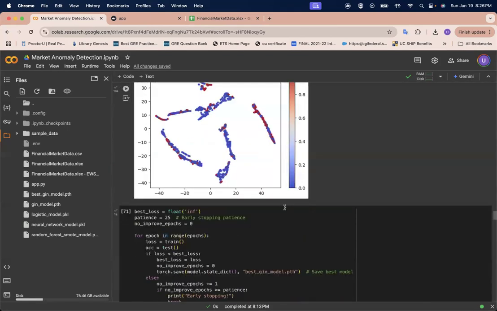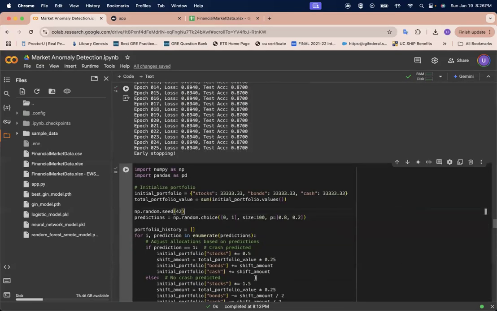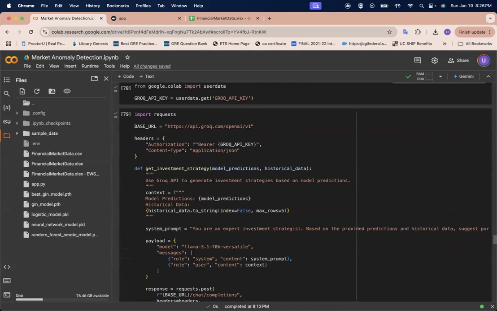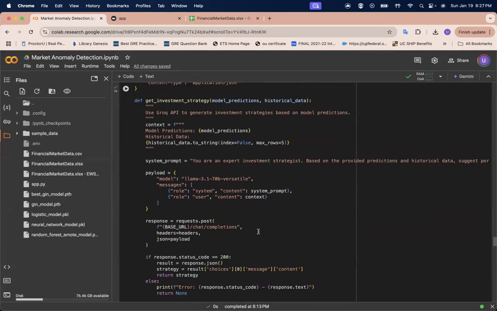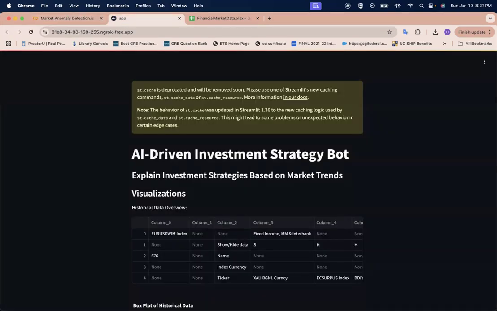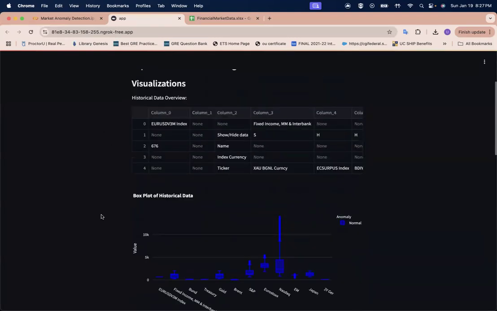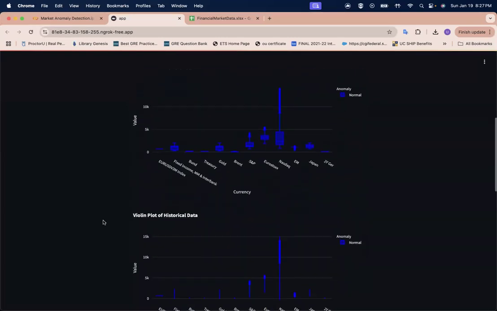Once we have done that, we also do some t-SNE in order to understand how the data is distributed among the different graphs that we have built. And lastly, we leverage large language models using the Groq API, and we use the historical data as well as the model predictions so that the LLM can generate tailored investment strategies. And we develop a chat-based system where you can ask questions based on the information from the historical data as well as from our model predictions.